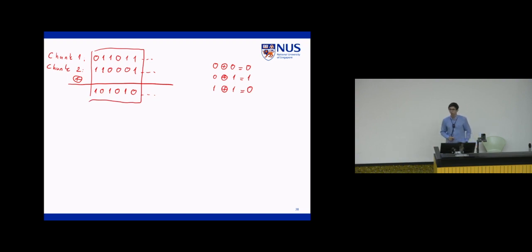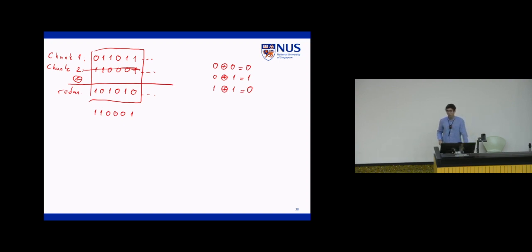And let's say one of these chunks is lost during the transmission. Let's say this is completely lost. I can still recover chunk 2 by looking at these 2 other chunks. I just XOR them again. I'm XORing chunk 1 with the redundant sequence. That gives me 1, 1, 0, 0, 0, 1. That is exactly the same as chunk 2.